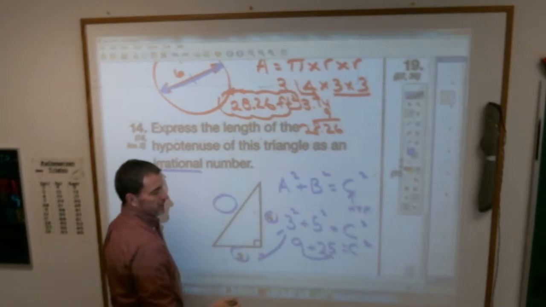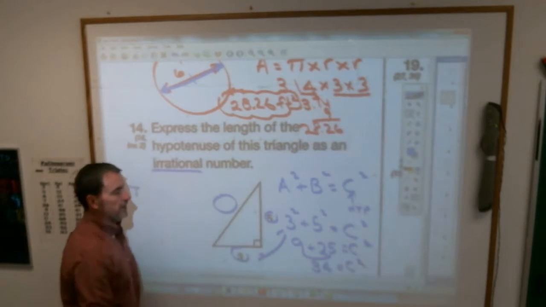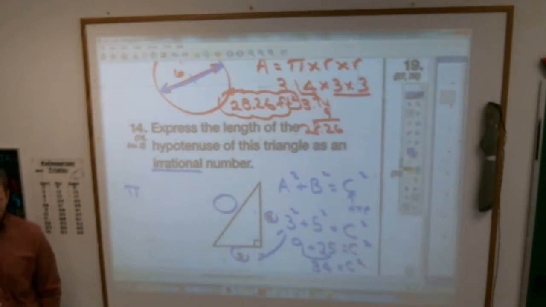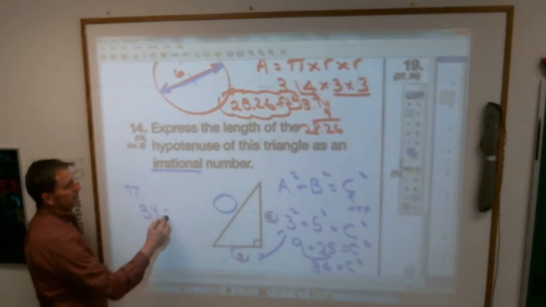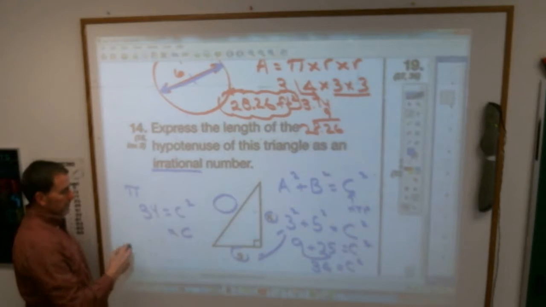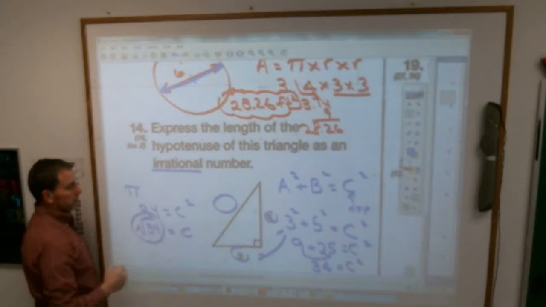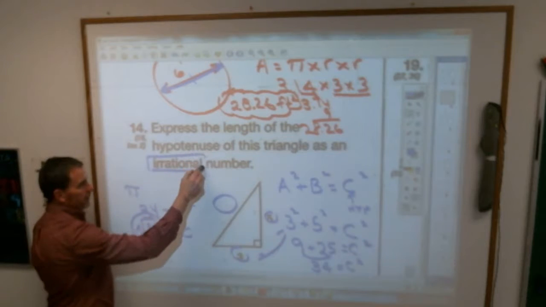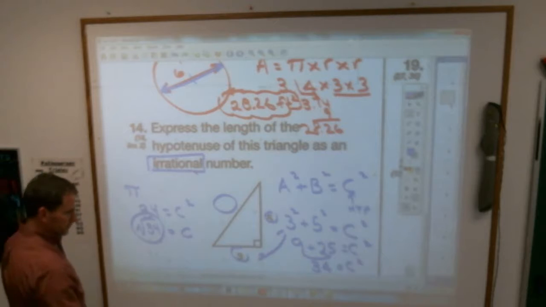9 and 25 is 34. And we have this multiple times. If c squared equals 34, c equals... No. If c squared equals 34, c equals the square root of 34. And there is no exact square root of 34. That's why it's an irrational number. It told you to leave it as a square root that doesn't work out. That was its specific directions and instruction there.